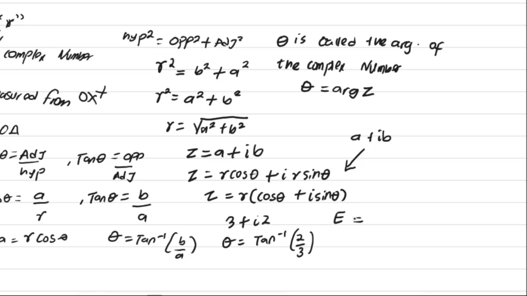So we are actually going to do an example now. We are to express z is equal to 2 plus i3 in polar form.